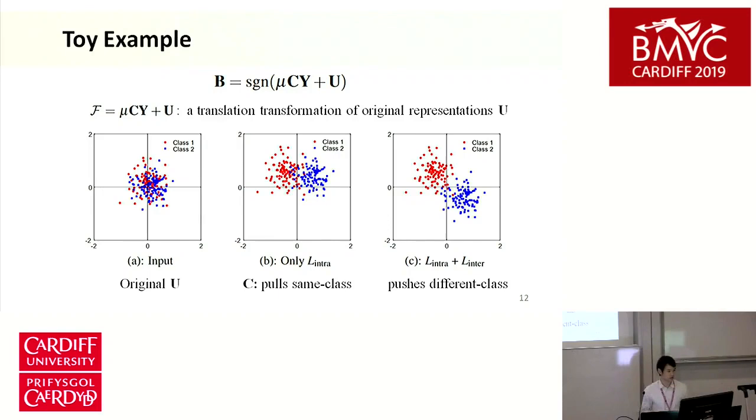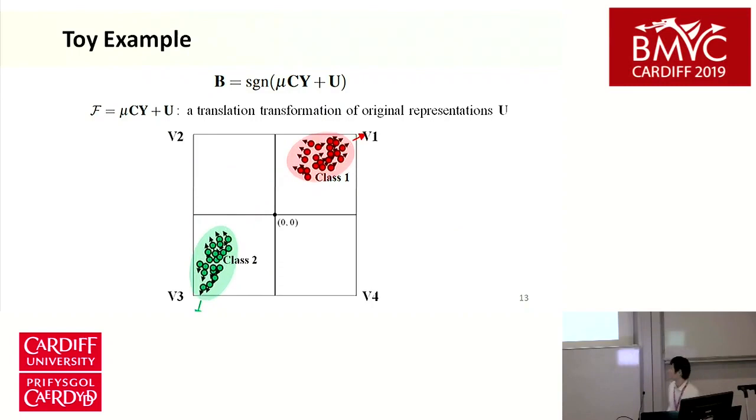Let's see a toy example of what happens with the official binary code. Here, we define f as a transformation of the original representation U. In figure A is the original U for two classes, the red and the blue dots. You can see it's not separable in the binary space. In figure B, if we learn C using the intra loss, it can pull the same class together. And if we add the inter loss too, it also pushes different classes far away. Note that the shape of U didn't change. It only does a translation.